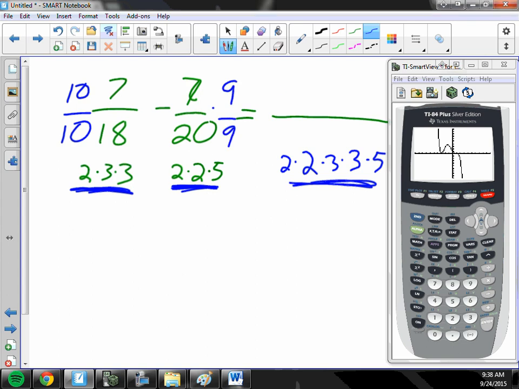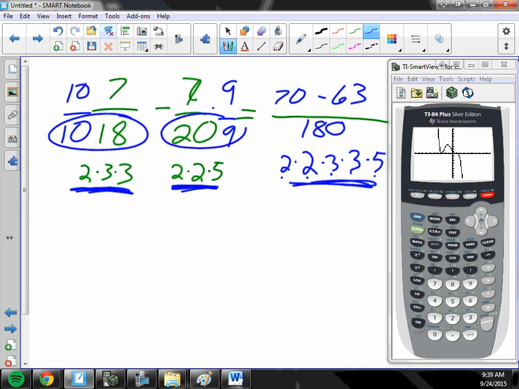So 10 times 7 is 70, minus 7 times 9, 63. And the common denominator is, so 5, that's 15, times 3 is 45, times 2 is 90, times 2 is 180. So it's over 180. And you can see this is 180, and that is also 180. So 7 over 180. Does that simplify? No, because 7 is not in that list. If it did simplify, then we would just simplify it.